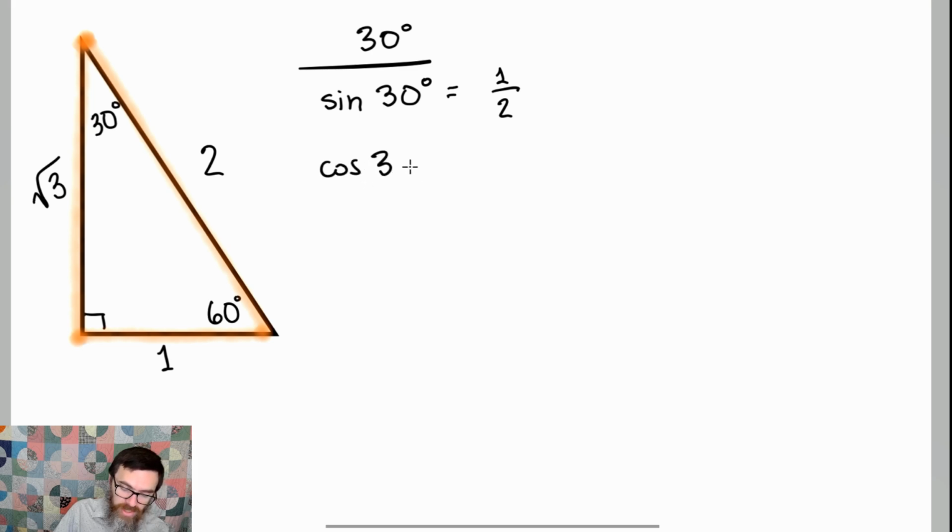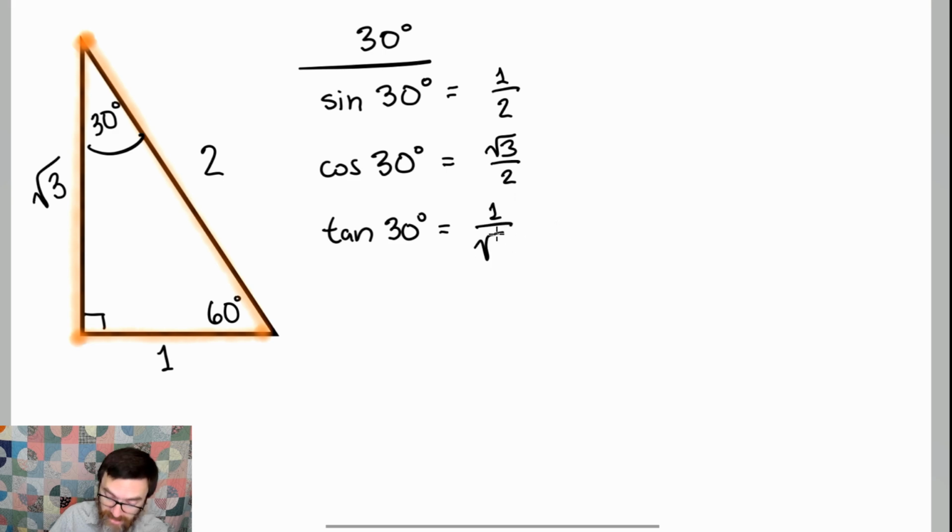Well, what about the cosine of 30 degrees? That's going to be the adjacent side to 30 degrees, which is the square root of 3, over the hypotenuse, 2. The tangent of 30 degrees is going to be opposite, 1, over the not hypotenuse, the adjacent side, silly me, which is the square root of 3. And if we rationalize this, we end up with the square root of 3 over 3.